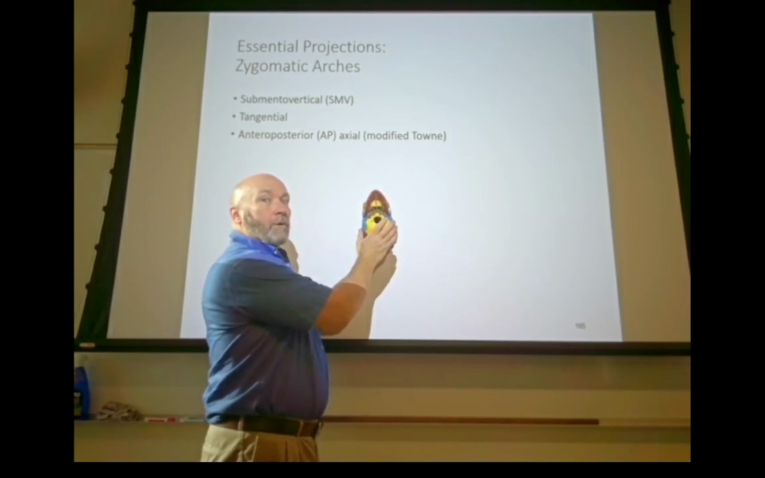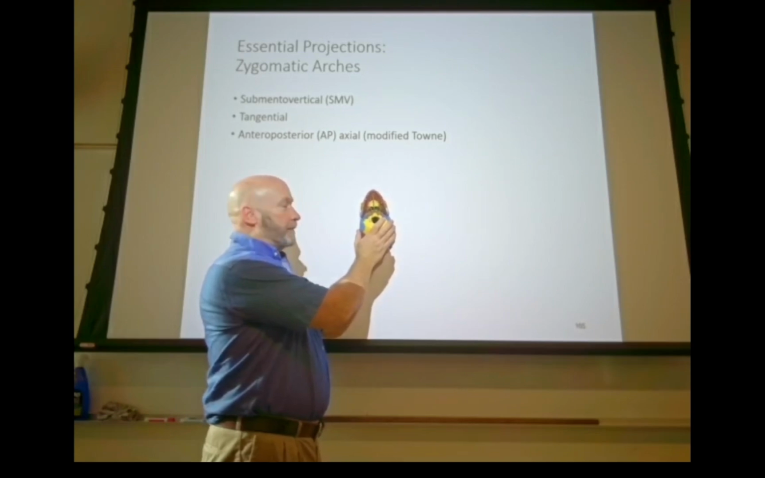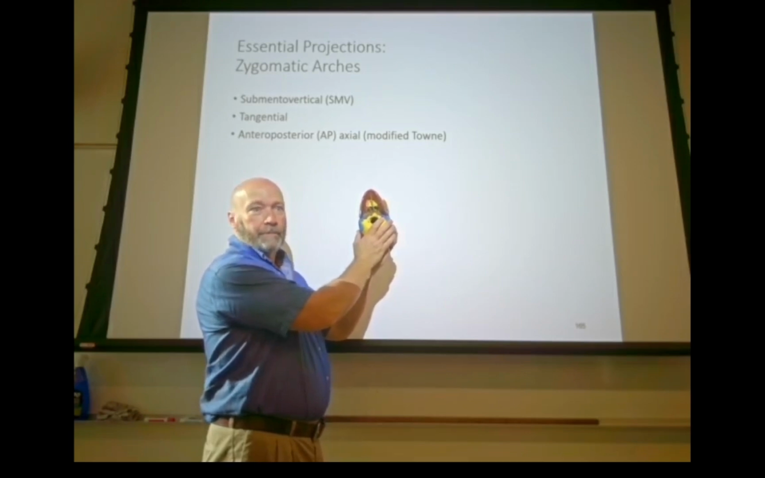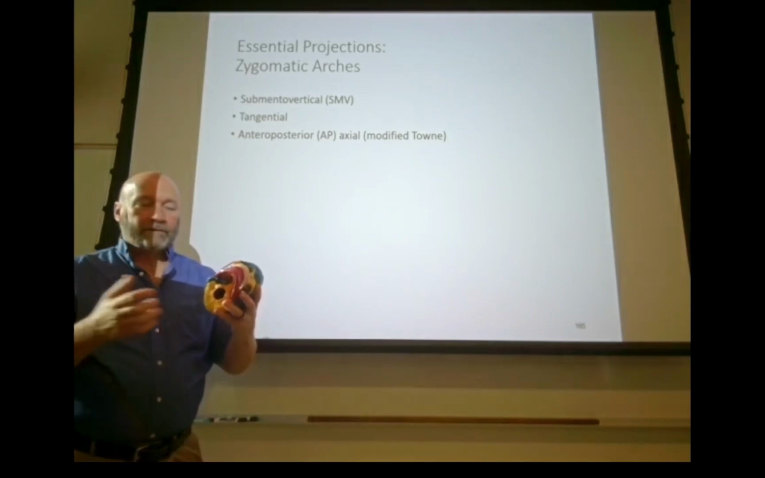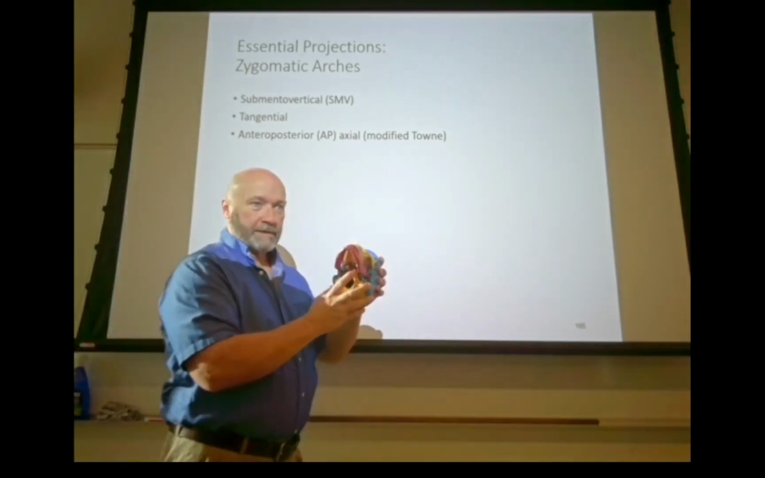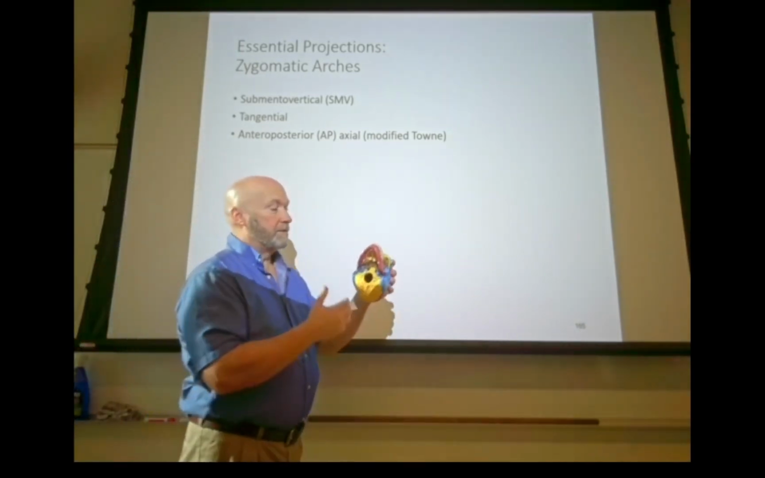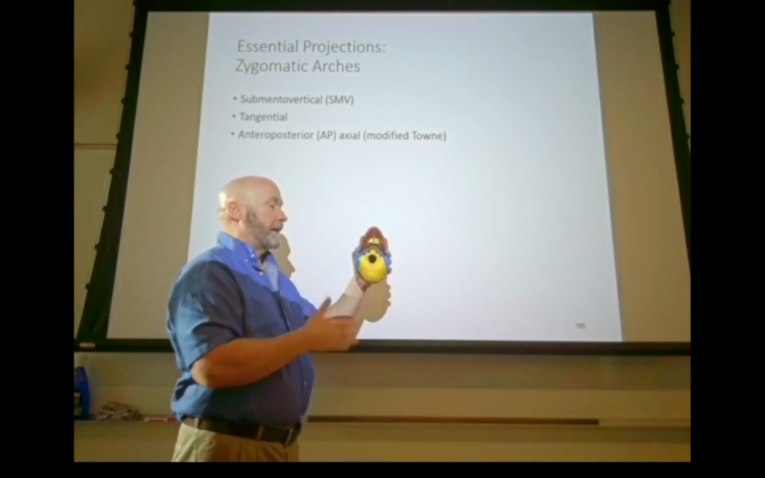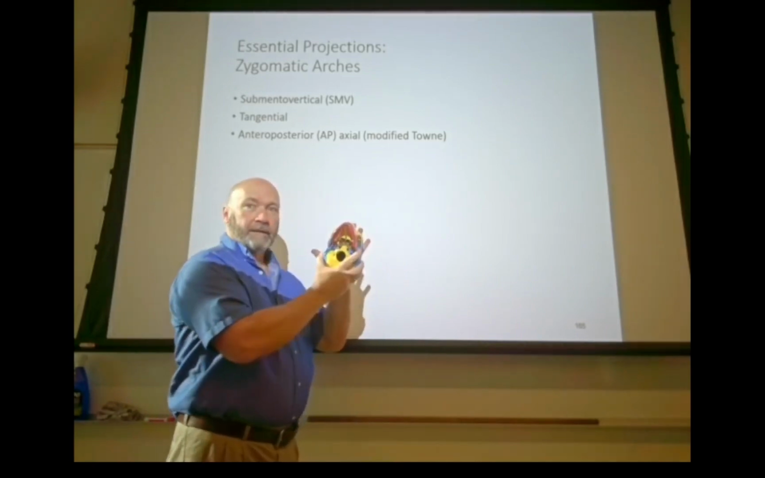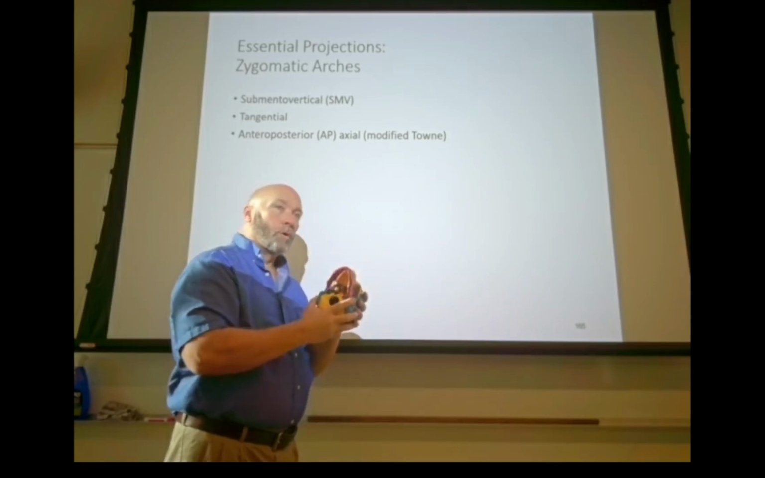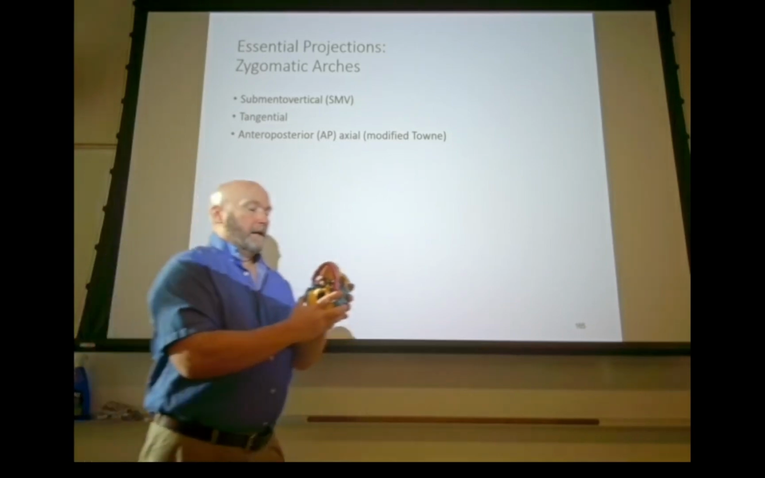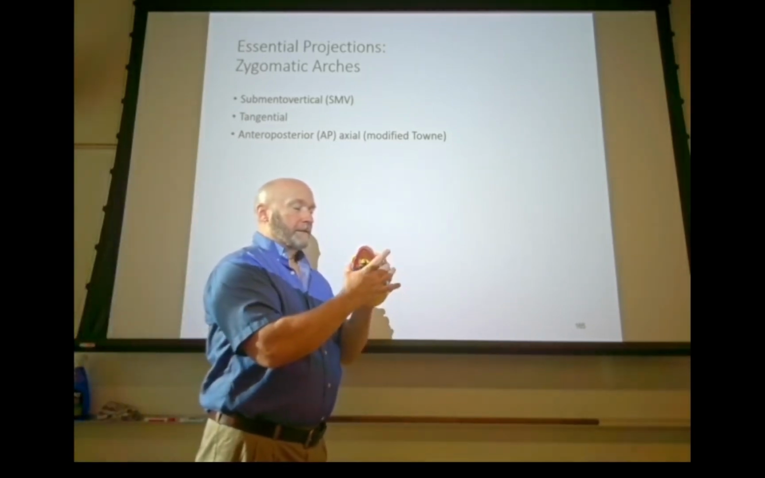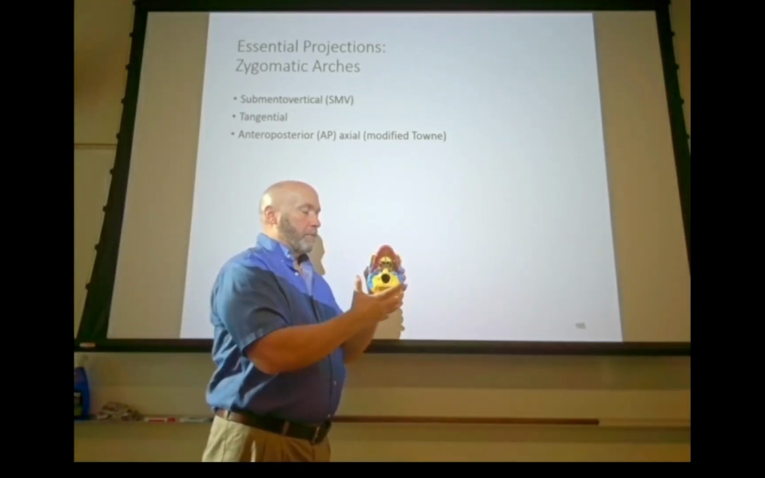No. So if you have a depressed fracture of one of them, how much more difficult is it going to be to show them? A lot. All right. So the things that we're going to do to try to show that, the SMV, positioning the SMV is going to be just like in the skull. You want the infraorbital meatal line parallel to the image receptor, or at least the central ray perpendicular to the IOML.